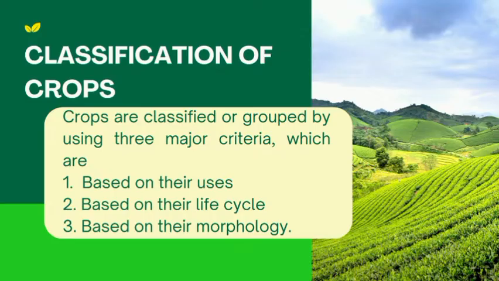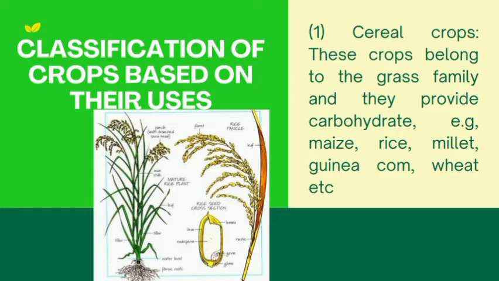When you harvest it, the crop can die. If you want another crop of that type, you need to plant another one. So that is a life cycle. Then based on morphology, morphology refers to the shape and form of a plant. So let's pick it one after the other to save our time.